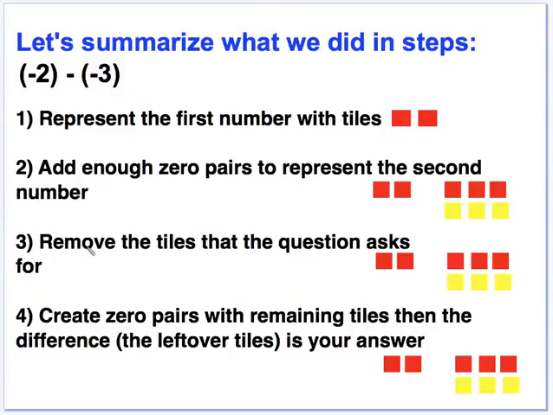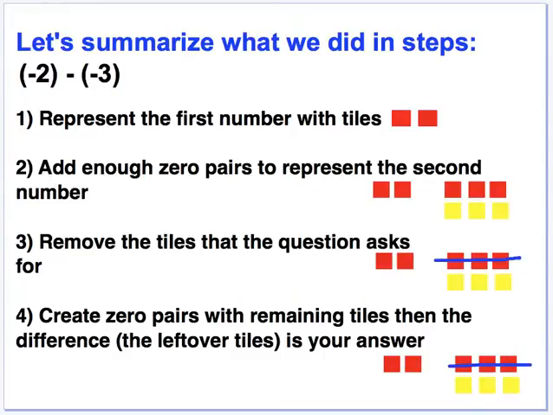Then it says, number 3, remove the tiles that the question asks for. So the question says, hey, you have 2 negatives, remove 3 negatives. Okay, so we're going to do that. We're going to change the color to make it a little more obvious. So we're going to take away 3 negatives. And that should be 3 negatives right there.